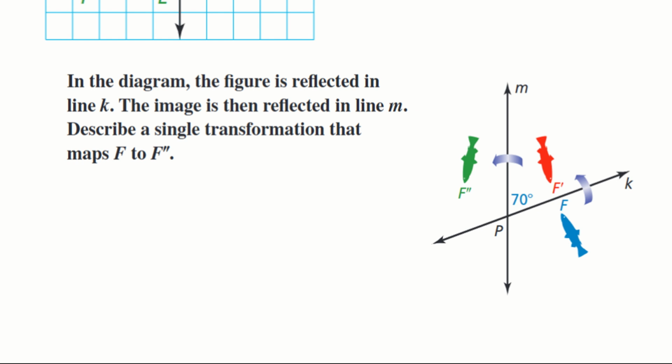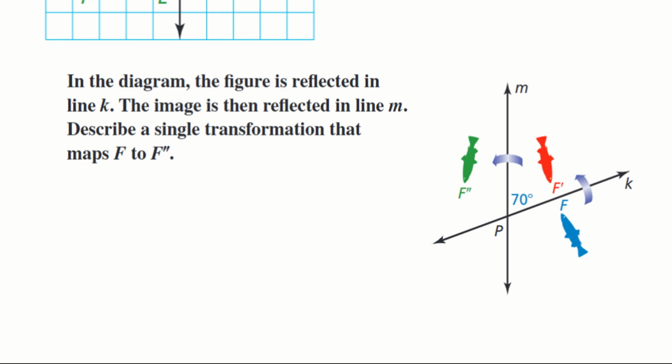So here we have this fish image, and according to these instructions, it's reflected in line K, which as you can see is right here, and then the fish is once again reflected in line M right here in yellow. Now, those two lines in which it's been reflected about make a 70-degree angle, as you can see. All right, so what we're trying to do is, according to these instructions, describe a single transformation that maps F onto F double prime. In other words, what would be the transformation equivalent, okay?